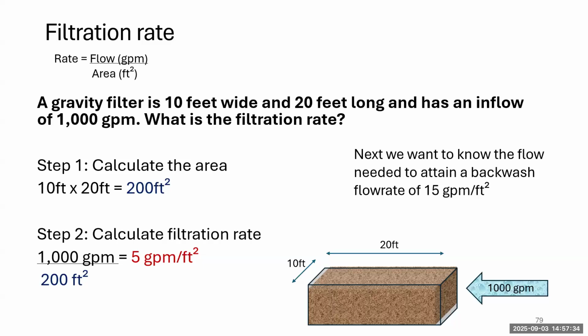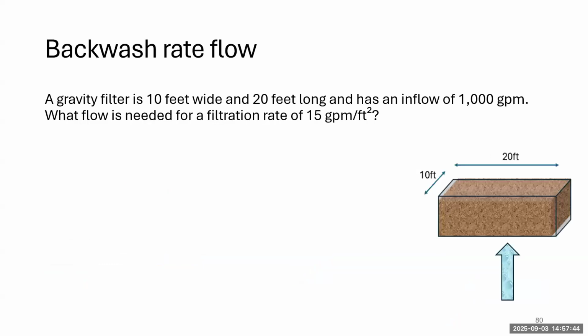We're going to switch things up a little bit because we already know the backwash rate we want to attain, but we don't actually know the flow that we need to get to that. So let's look at that here. We have the same filter. It's 10 by 20. And the flow is going to be coming up through this filter during backwash. And we're going to ask, what flow do we need to attain a backwash rate of 15 gallons per minute per square foot? So I'm going to show you the formula that I would use here.